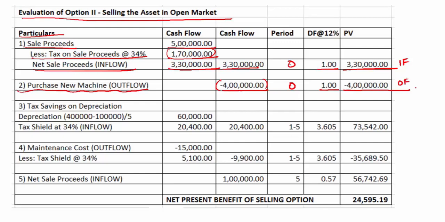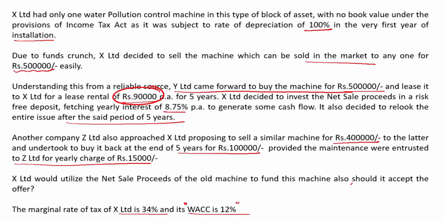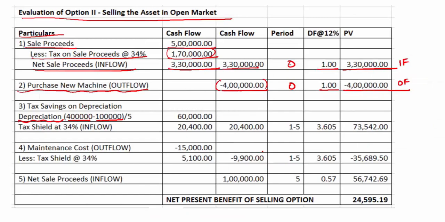Then what happens when you purchase the asset? You become the owner. You are entitled to depreciation. Depreciation is cost of asset minus residual value. Let's say Z Limited agrees to buy the asset for 1 lakh, that is 100,000, at the end of year 5. So there is a residual value. 400,000 minus 1 lakh, so only 3 lakh is the depreciable value. 300,000 divided by 5 is 60,000. 60,000 is the depreciation, and this is going to give you a tax shield at 34%.